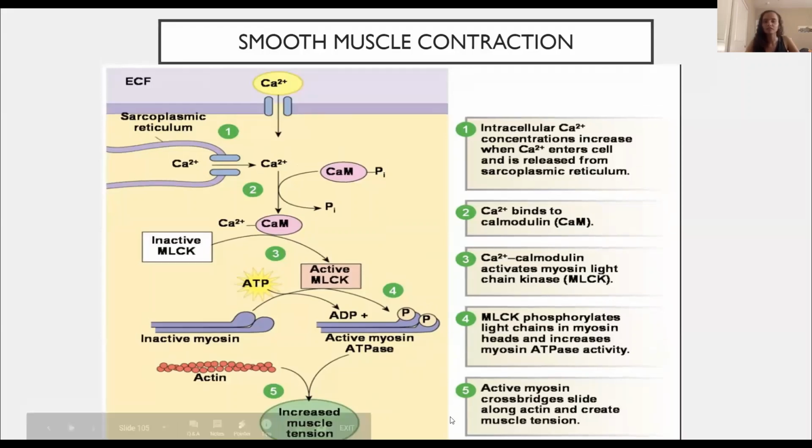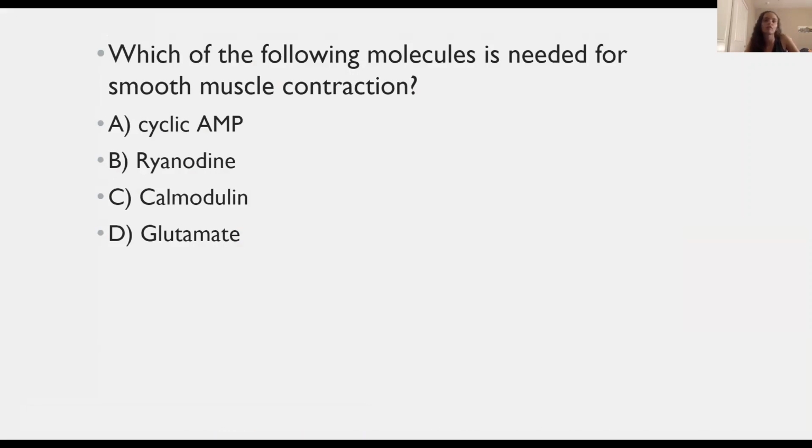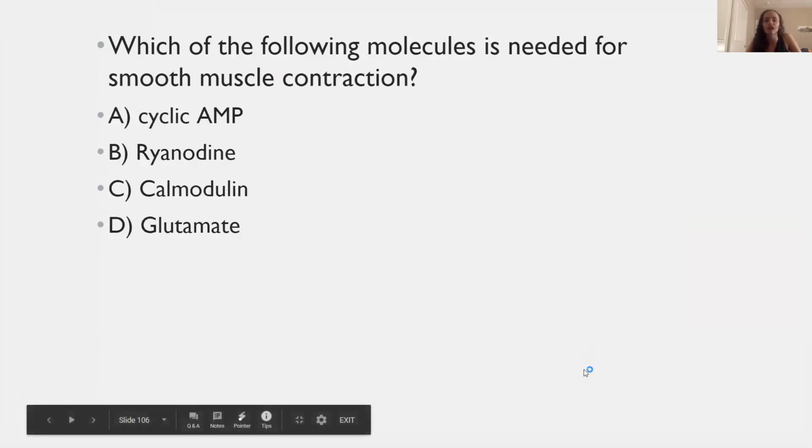Don't know if I have anything else. Oh, which of the following molecules is needed for smooth muscle contraction?